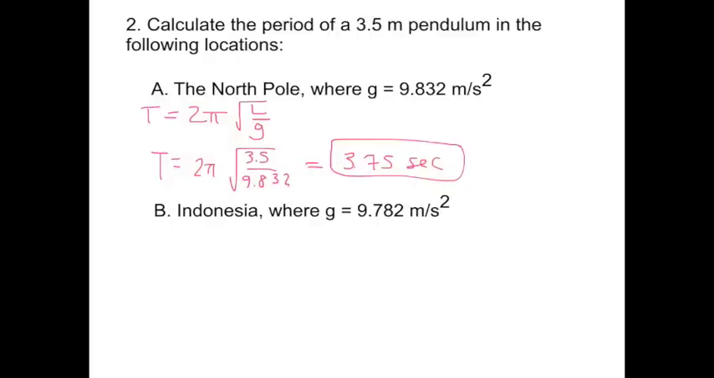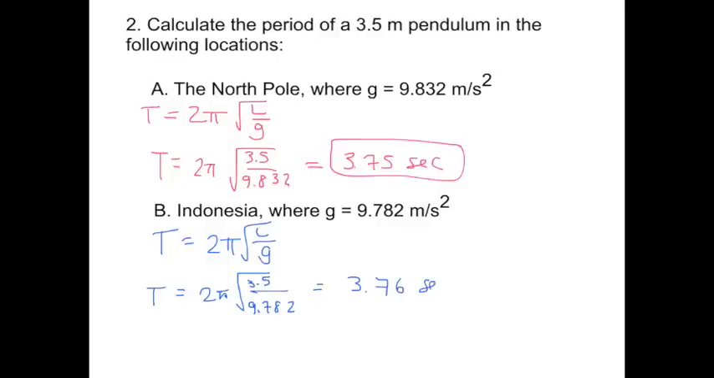Now they're asking for Indonesia, which is closer to the equator. In Indonesia, g is about 9.782 meters per second squared. So again, I'm going to be solving for period, so I'll do 2 pi root L over g. T equals 2 pi, and then I'll plug in my variables where L is still 3.5 and g is 9.782 meters per second squared. If I simplify and solve this, there's not actually much of a difference. I get 3.76 seconds. So that's how long it would take for the same pendulum to complete a cycle in Indonesia.